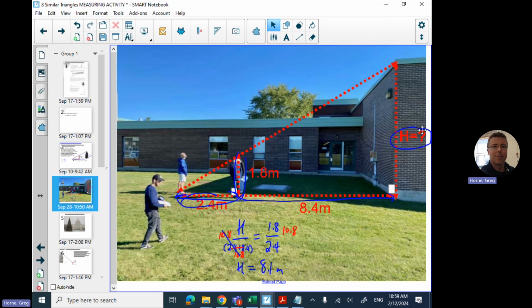Right, I guess. I don't know if the scale is actually right there, to be honest, but that's it. Okay, so start the height.